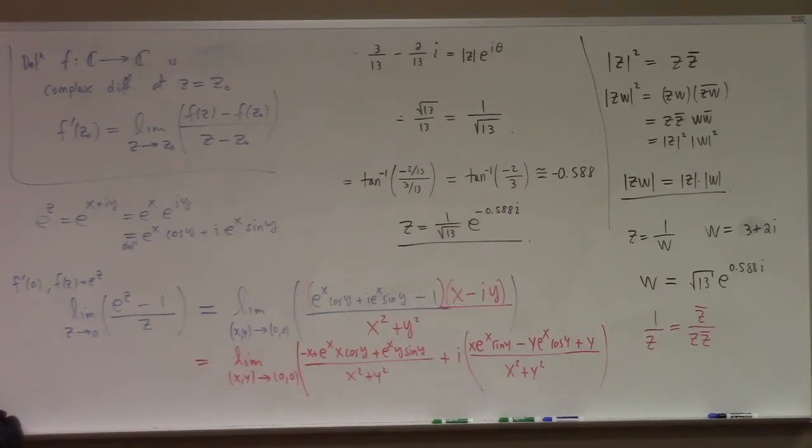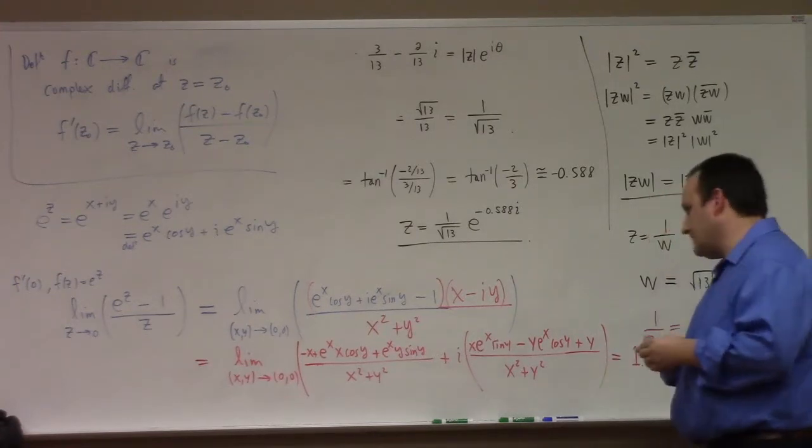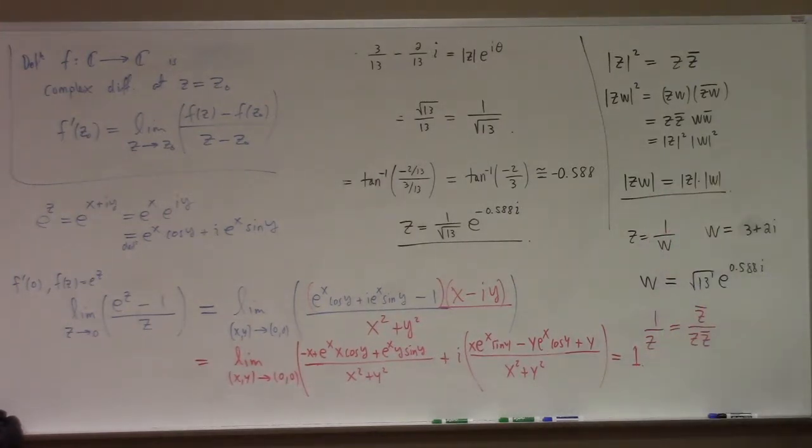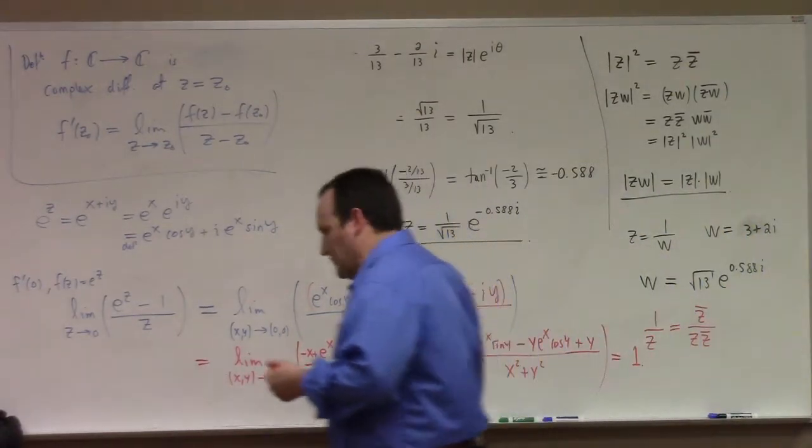Now you guys know what it's supposed to work out to, right? What's the derivative of the exponential at 0? It's e to the z at 0. These limits are supposedly working out to 1, right? So this apparently limits to 0, and this apparently limits to 1.